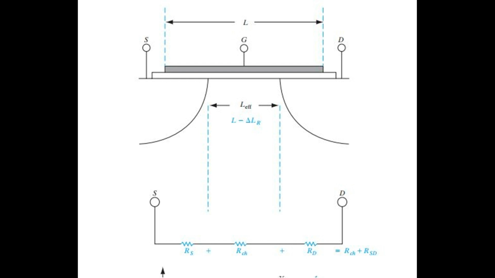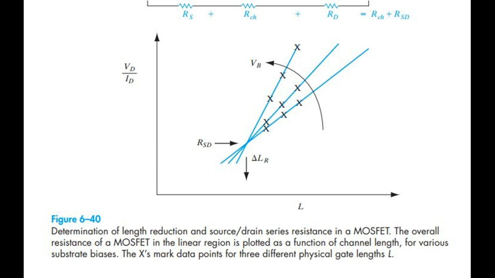Determination of length reduction and source/drain series resistance in a metal oxide semiconductor field effect transistor. The overall resistance of a MOSFET in the linear region is plotted as a function of channel length, for various substrate biases. The X marks data points for three different physical gate lengths L. We can measure drain voltage divided by drain current in the linear range for various MOSFETs having the same width, but different channel lengths, as a function of substrate bias.